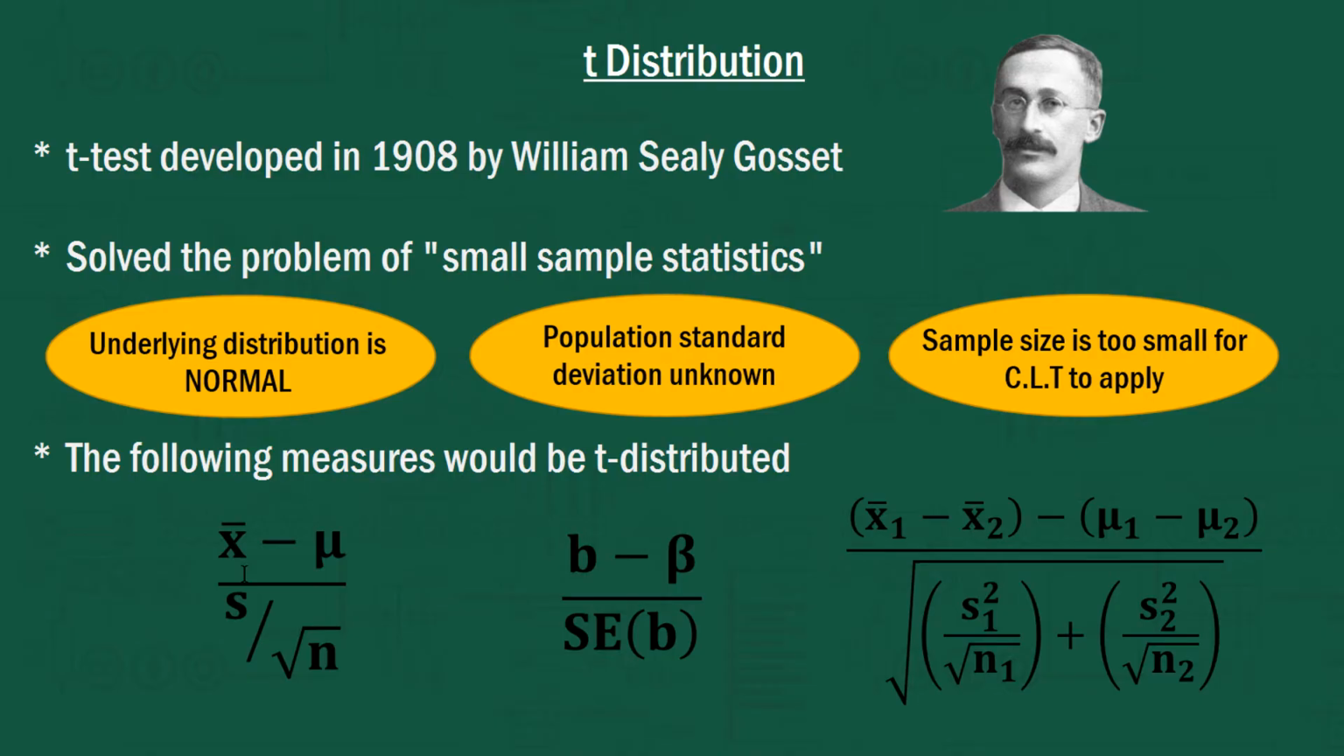But essentially here we're trying to use a sample's mean to test a hypothesized population mean value. And of course here you'll note that in the denominator we actually have the sample standard deviation, because the population standard deviation would be unknown.